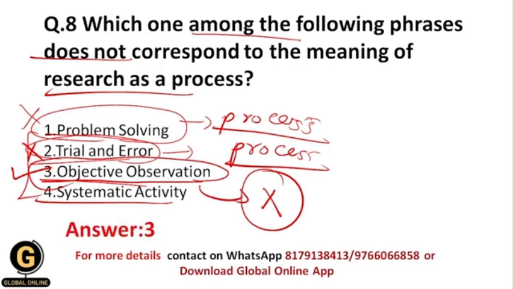And now, systematic activity. Obviously, through this word you can understand that this is a whole process, and it corresponds to the meaning of research as a whole process. So this is again eliminated, and that's why the correct answer is 3.